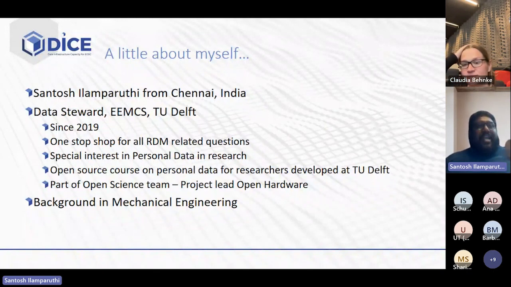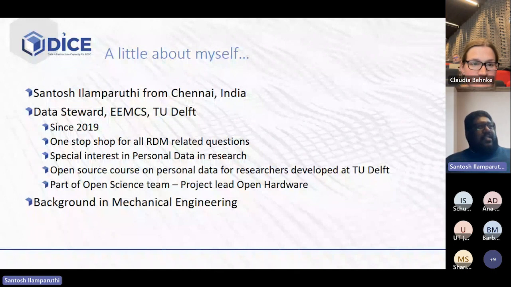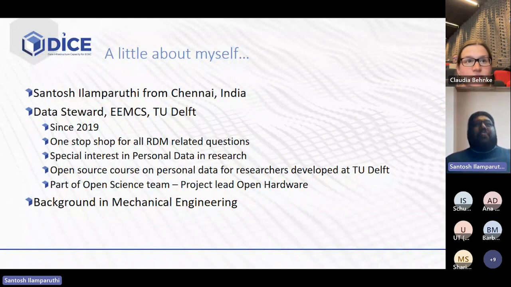The lion's share of my time is actually dedicated to personal data support, and it's continuing to grow, and we have more and more complex cases. Some of the things discussed today will be based on cases that I've encountered and my colleagues have encountered. I'm also a keen supporter of open science.